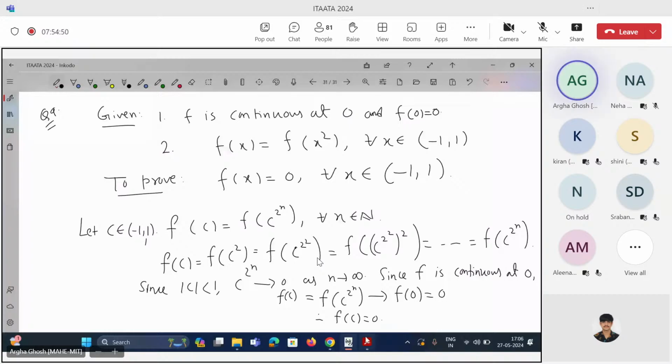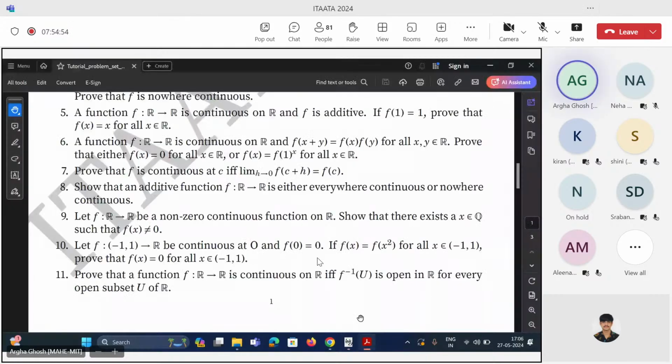Is there anyone who has to catch a bus or something like that? Otherwise, I'll just solve problem number 11 and then leave.